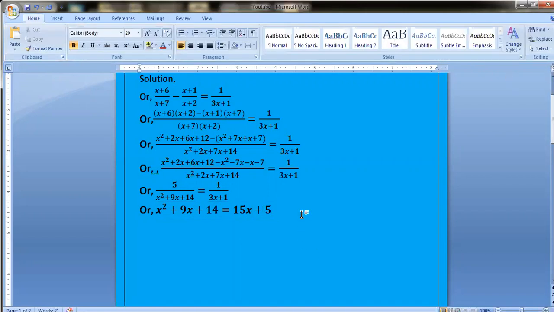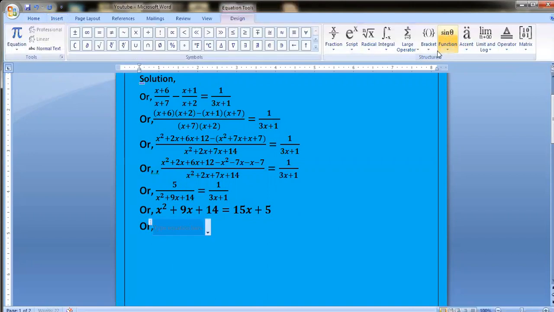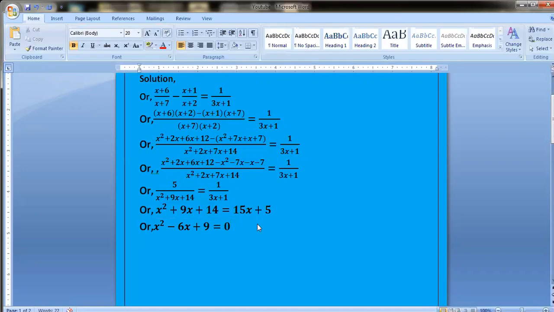Now we can simplify them. x square plus 9x minus 15x would be minus 6x. Yes, and plus 14 minus 5, 14 minus 5 would be 9. Plus 9 equals 0.